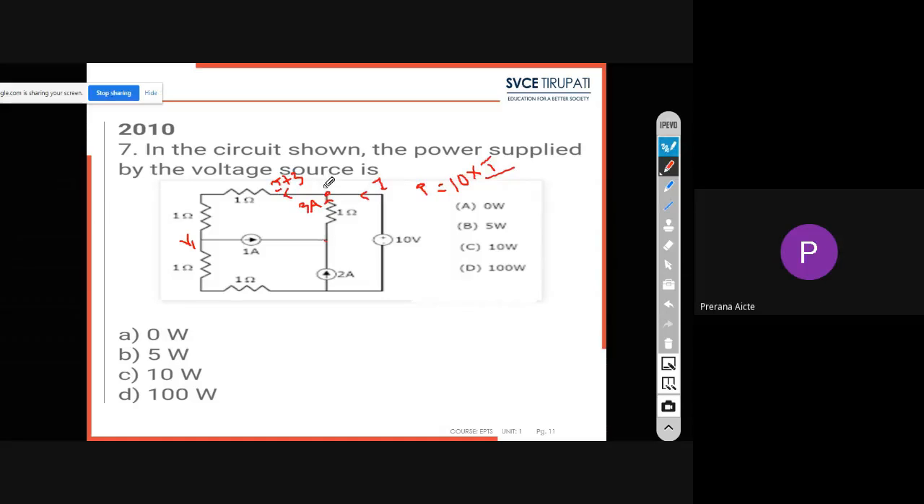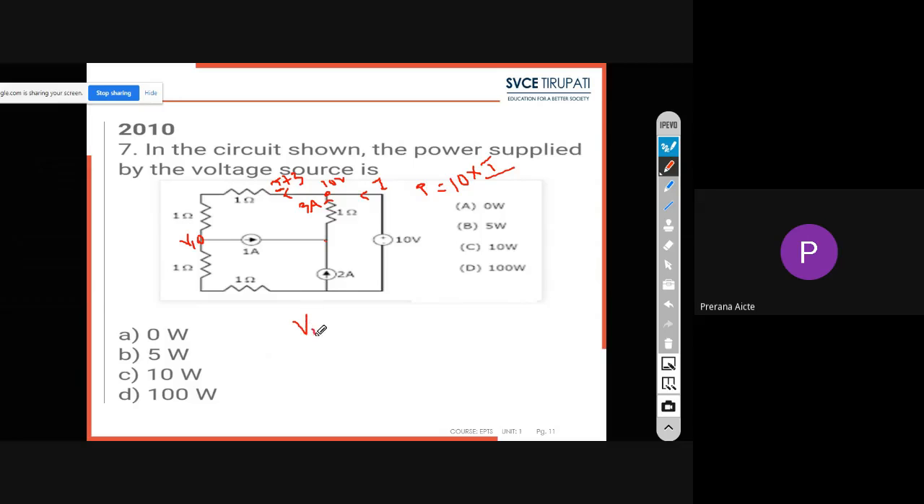This is an ideal voltage between the main node and the reference node. That node voltage is nothing but a branch voltage. This is the 10 volts. So I need to find the I value. Just apply KCL at this node. Can you apply KCL at this node? What is the formula now? V1 minus 10 by 2. Is it clear?